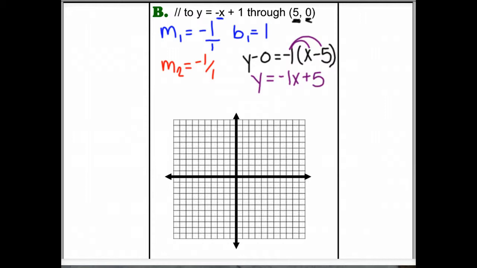So I will mark the first line in blue, second line will be in purple. So y-intercept +1, slope -1, so down 1, right 1, down 1, right 1, down 1, right 1. And our second line, which I will do in purple, go up 5, 1, 2, 3, 4, 5, down 1, right 1, down 1, right 1, down 1, right 1. Connect my dots. I see that they are parallel, so they look good.